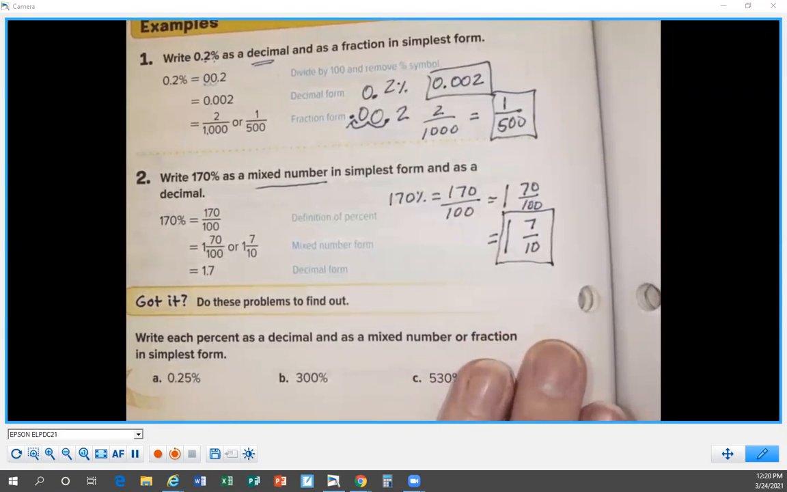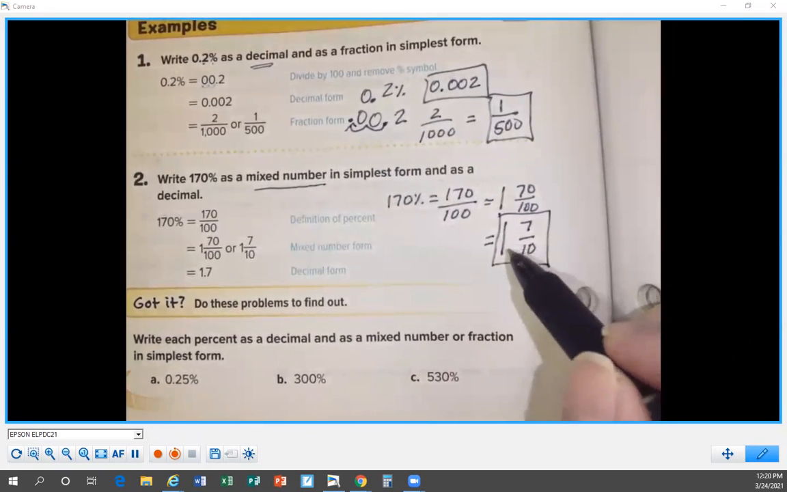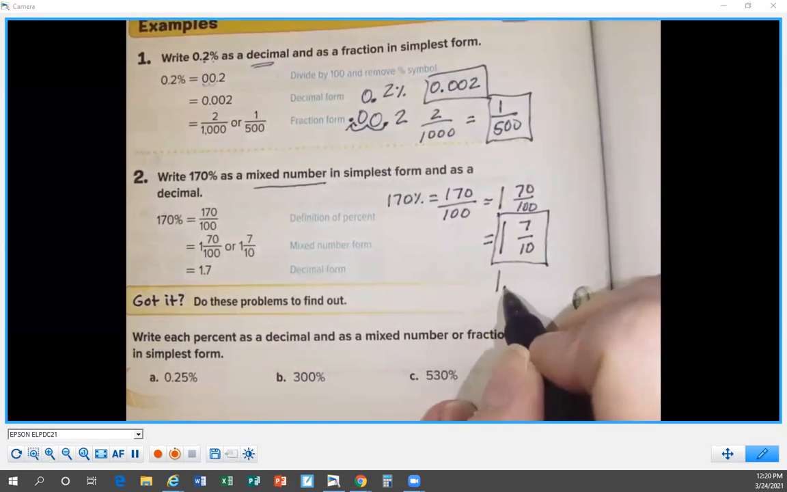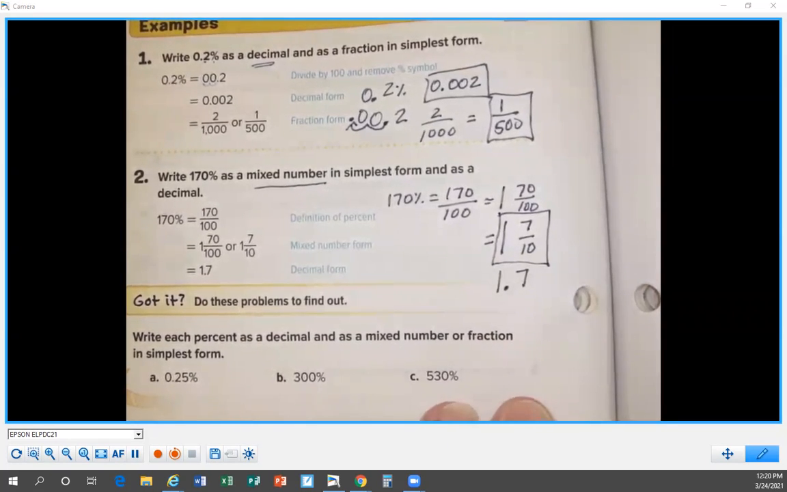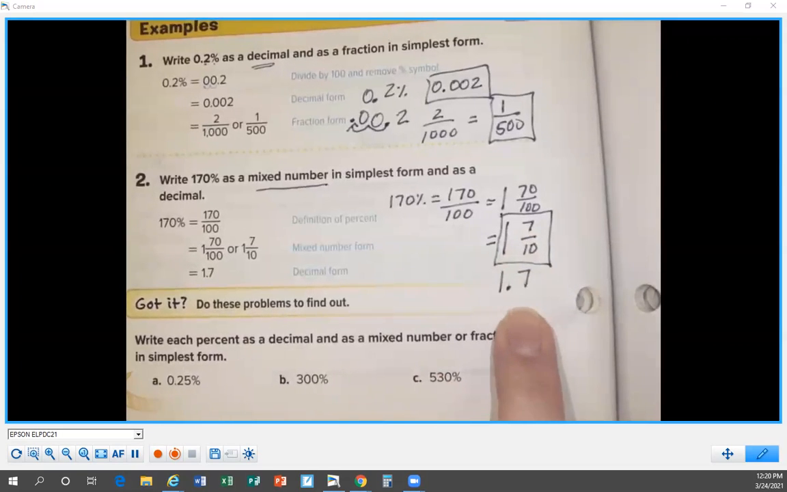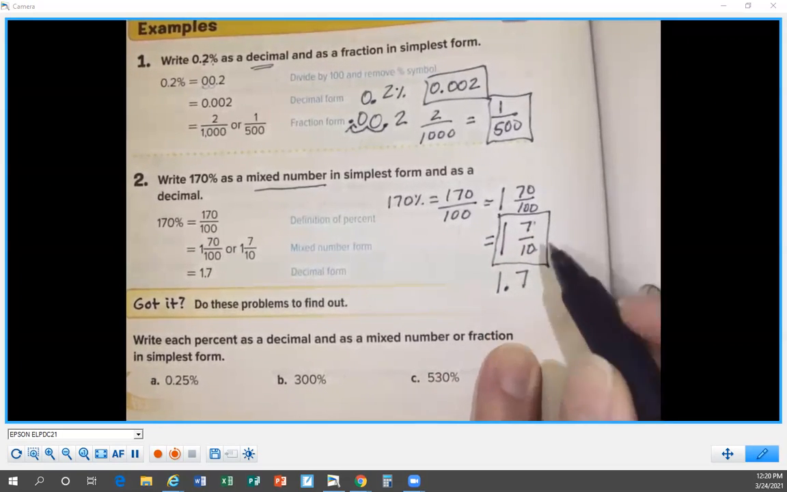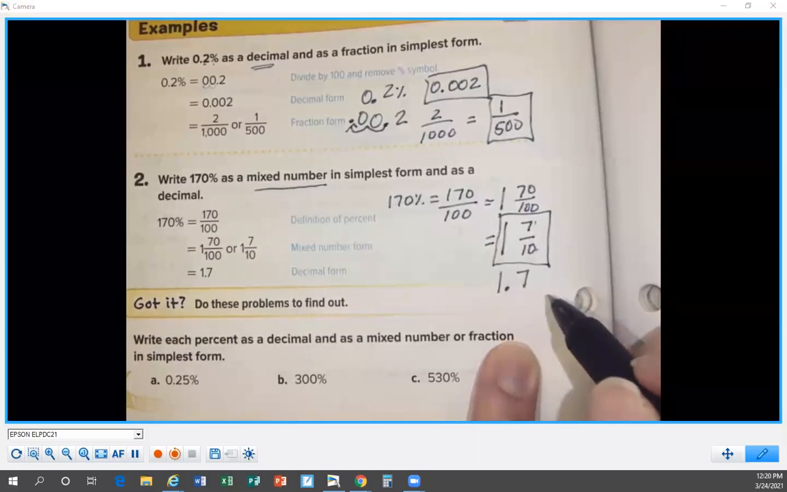Okay, and that's going to be really helpful for us to write it as a decimal, because when I read this, 1 and 7/10, I can write it as a decimal just by knowing my place value. 1 and 7/10.